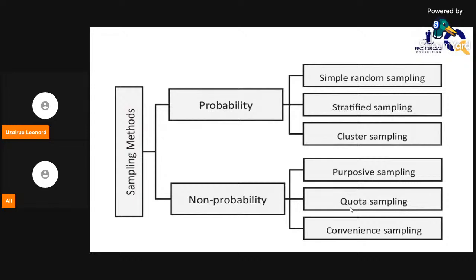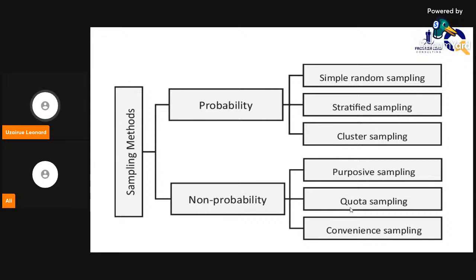Now, there are different sampling techniques. We have what we refer to as the probability sampling method and the non-probability sampling method. When we say probability sampling method, we are talking about a sampling technique that is based on probability, while the non-probability sampling methods are those methods that do not depend on probability.